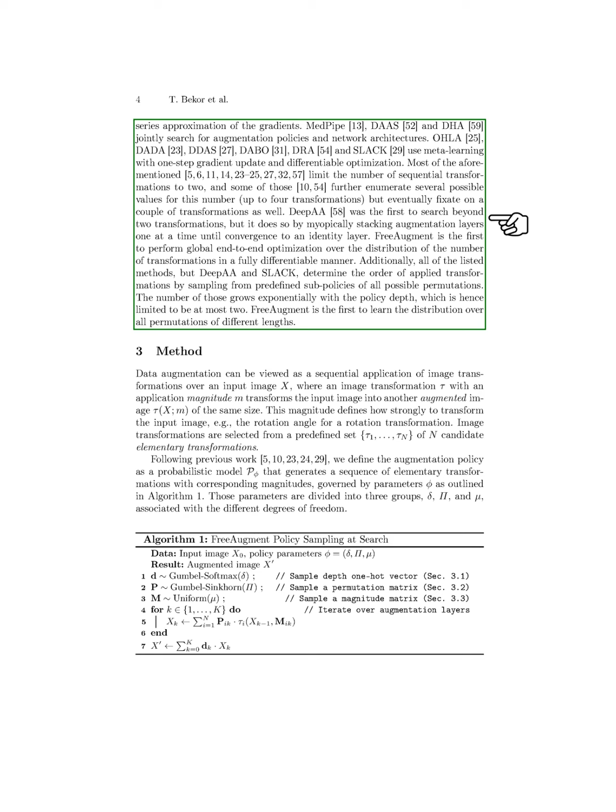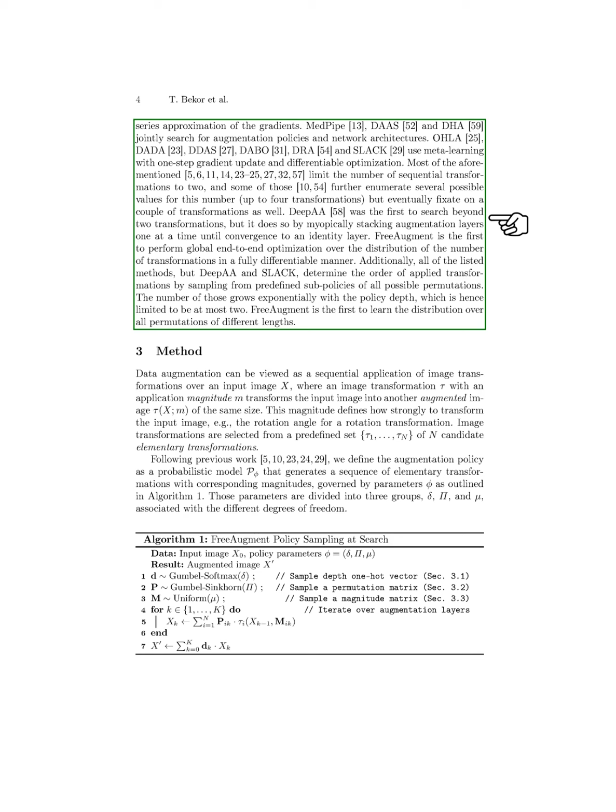These parameters are categorized into 3 groups: delta, pi, and mu, each corresponding to different degrees of freedom. For the depth of the policy, which indicates how many transformations we apply to a single image, we create a learnable distribution over possible depths.